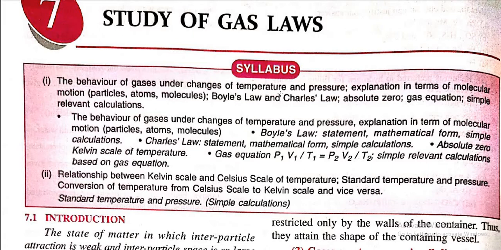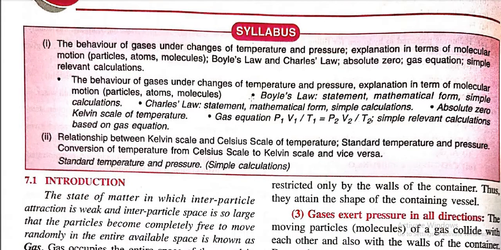Then in between we'll see the relation between the Kelvin and Celsius scales. That means how we can convert the Celsius scale of temperature to the Kelvin scale and from Kelvin to Celsius. All these things we are going to see in this chapter. So before we start, we need to know the properties of gases.